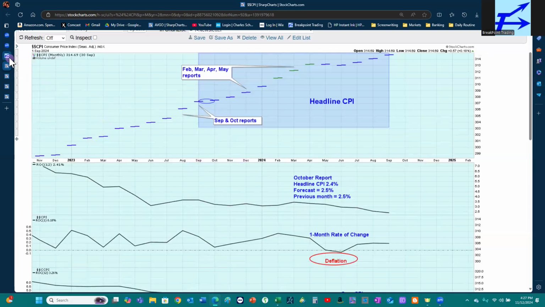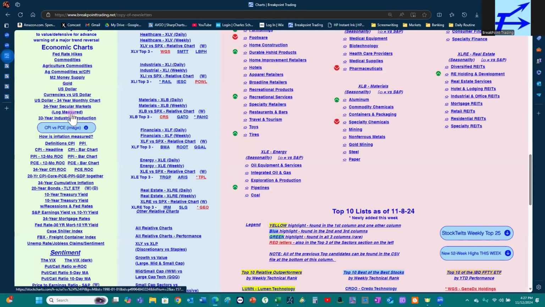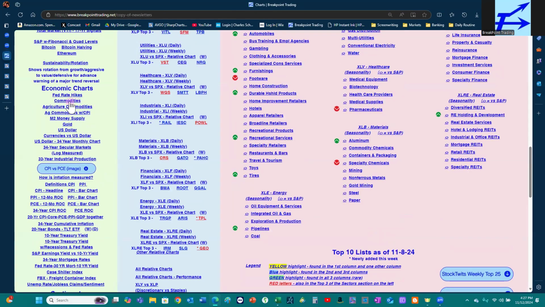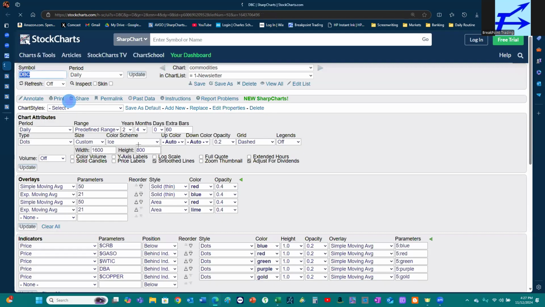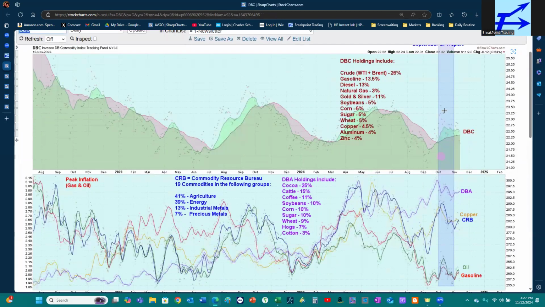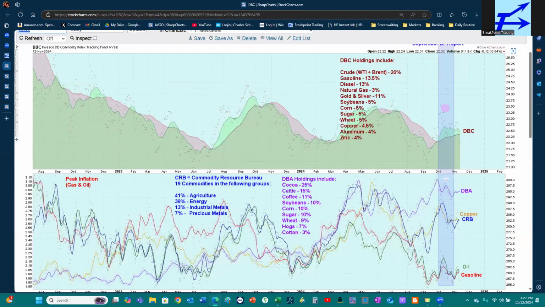All right, the other thing I like to look at is commodities, because that has an impact on the inflation. Here's the commodities right here. So this blue shaded area is the month that will be reported. So we're in November, so the month will be the month of October. DBC, these are all of these commodities right here. So it's a combination of crude oil, gasoline, natural gas, gold, silver, soybean. It's food, metals, and oil and gas.